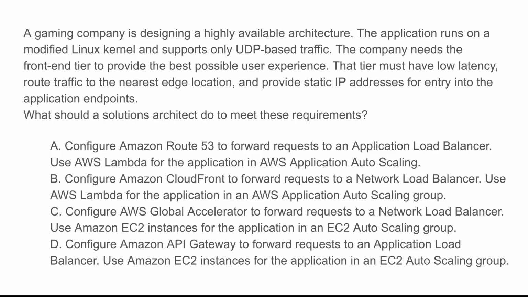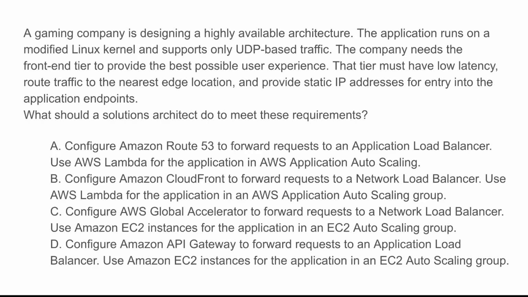For option D, it uses API Gateway to forward requests to an ALB plus EC2 autoscaling. Now, API Gateway is great for managing APIs, but API Gateway and ALB do not support UDP traffic. This is not designed for gaming workloads and does not meet the low latency requirement.